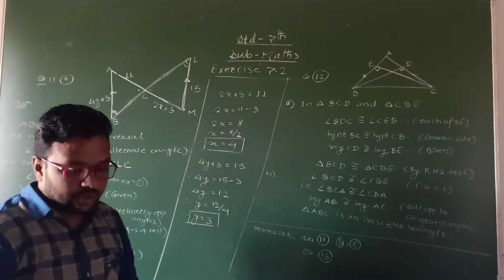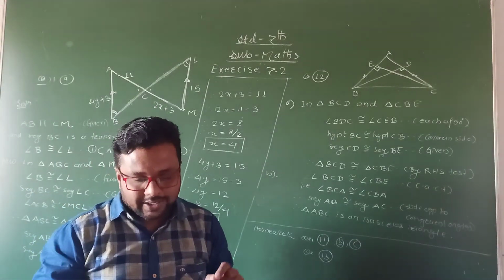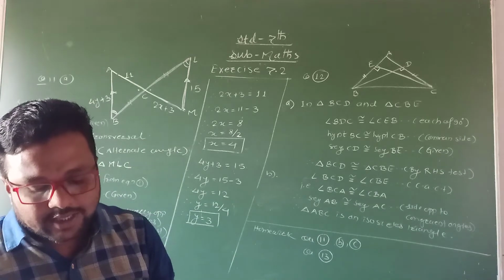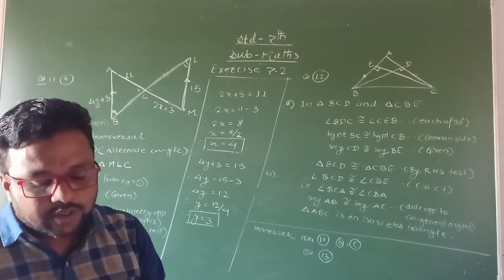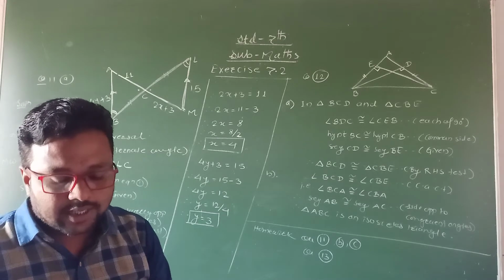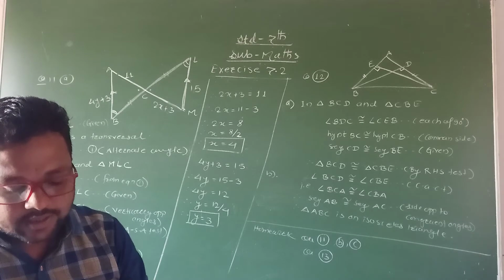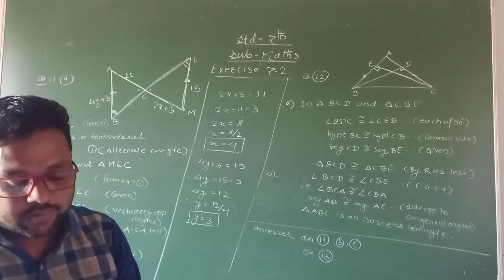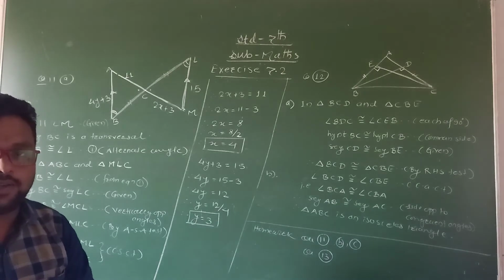Then see the next question, question number 12. Question number 12 is given. In the given figure, BD and CE are altitudes of triangle ABC and BE is equal to CD. Then two questions are given there. Is triangle BCD congruent to CBE? And is triangle ABC an isosceles triangle?